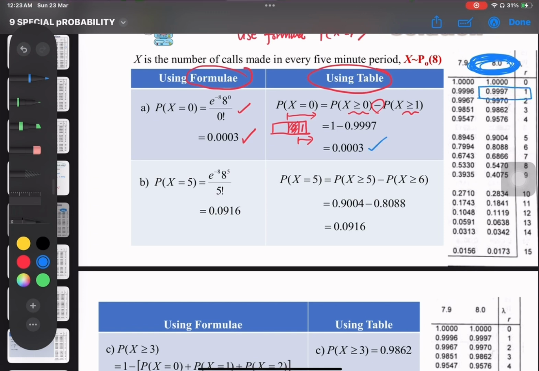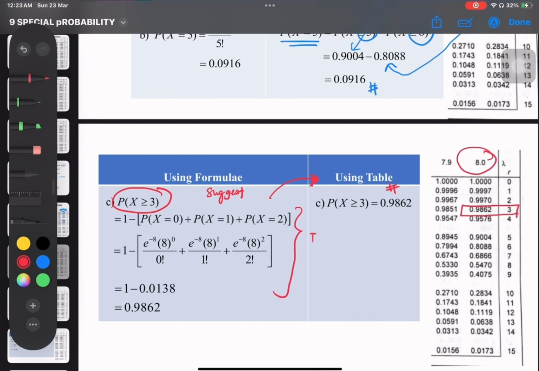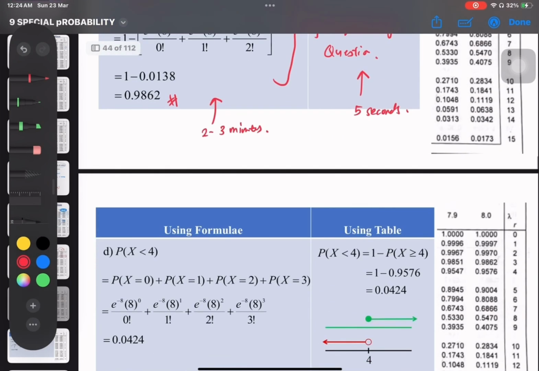Read from the statistical table and you can get the answer. Same goes to probability x equals to 5. Now for probability x greater or equals to 3, it already fulfills the requirements to directly read from the statistical table. So we are suggested to use the table instead of using formula. We only use the formula if requested by the question, because by using table, it takes only 5 seconds, but using formula needs 2 to 3 minutes.